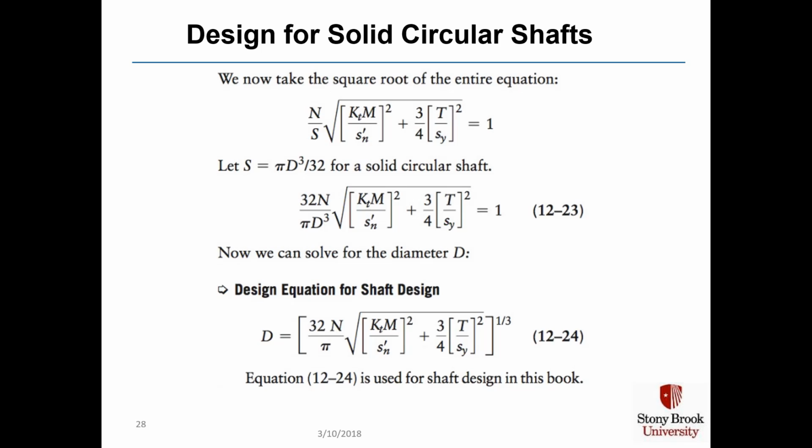The key thing about this equation is that first you take the square root of the term Kt M over S'n squared plus 3/4 T over Sy squared. Then you multiply that by 32 times n over pi, and when you're done with all of that, you take the cube root.